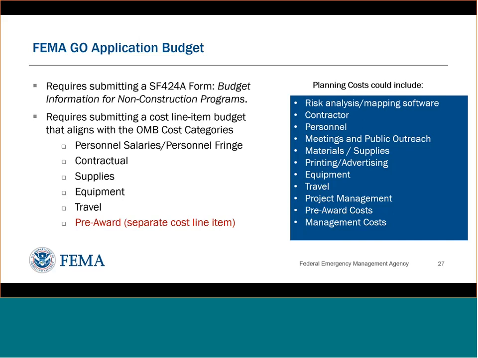All right, so now we're going to discuss the budget. When you submit in FEMA Go, you're required to outline a budget, but you're also required to submit the SF424A, which is a budget form for non-construction programs. So it's important that you have both. And we generally recommend your SF424A also match your FEMA Go budget.